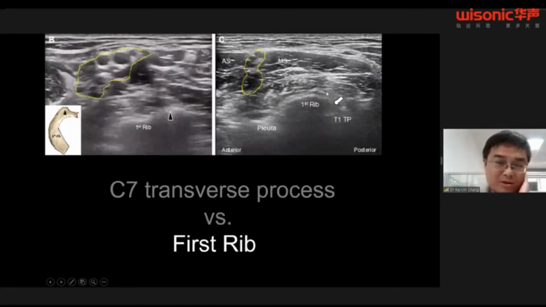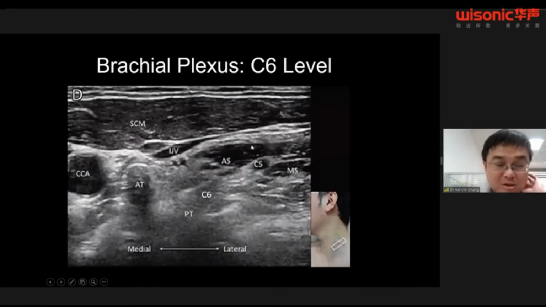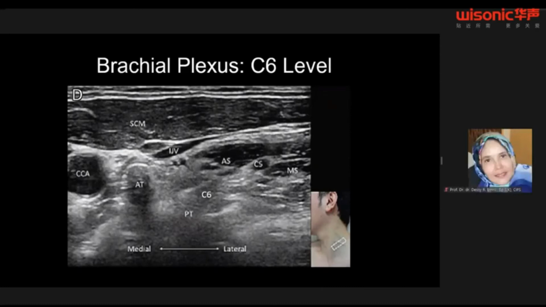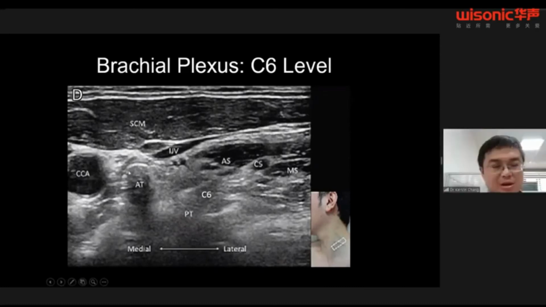And another important concept is sometimes for the beginners, they may not have the concept of whether this is the first rib or whether this is a C7 transverse process. Especially when you are scanning the brachial plexus from lateral to medial. And as you can see, this is the first rib. But if you move your first rib to the middle part, you are going to find that there is a small tubercle over here. So how are you going to differentiate the first rib and the C7 transverse process?